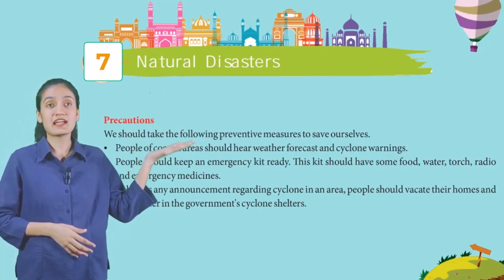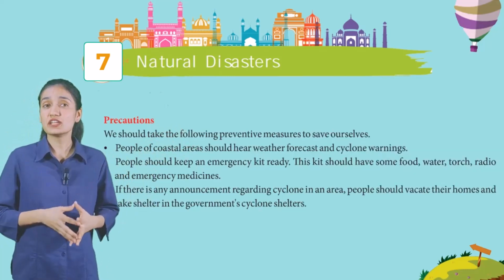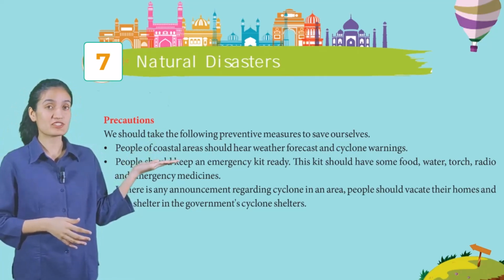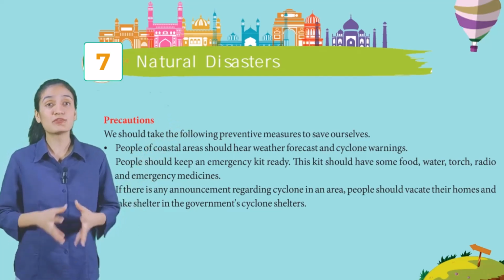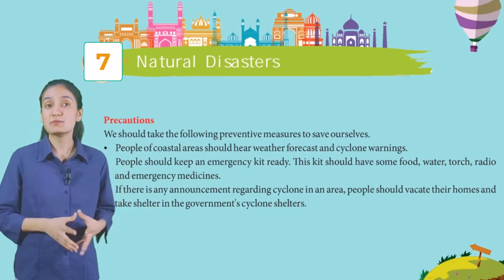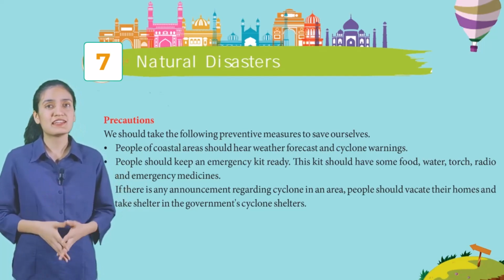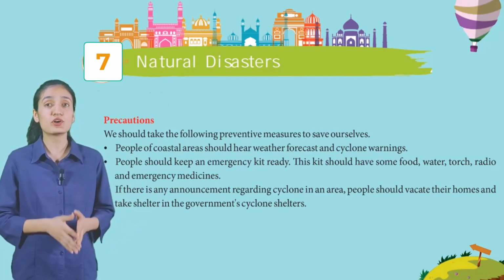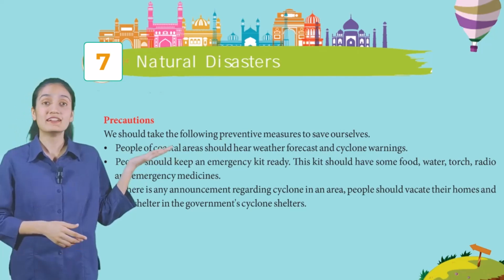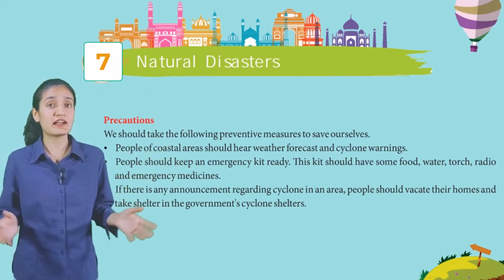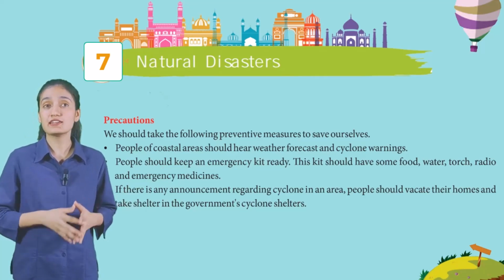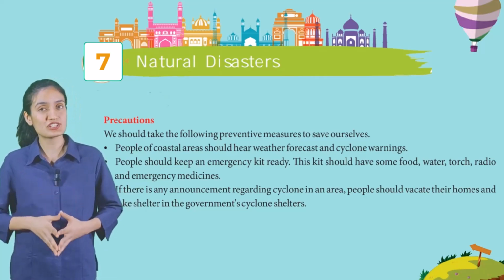Now let's understand precautions. We should take the following preventive measures to save ourselves. Here are some precautions, and the first is, people of coastal areas should hear weather forecast and cyclone warnings. People should keep an emergency kit ready. This kit should have some food, water, torch, radio and emergency medicines. If there is any announcement regarding cyclone in an area, people should vacate their homes and take shelter in the government's cyclone shelter.